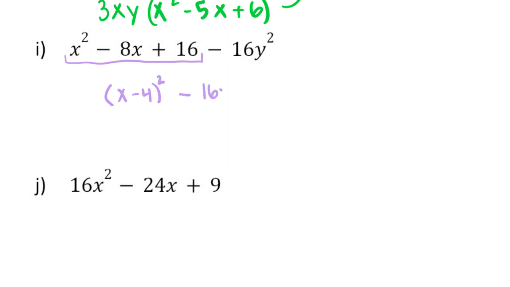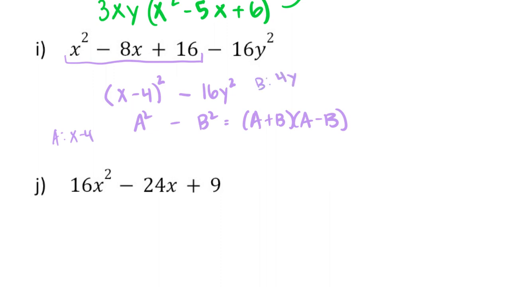So I've got this factoring. Now, what I have is the difference of the squares. So with the difference of the squares, my A is going to be x minus 4, and our B is going to be 4y. So we'll just put them right into the formula. x minus 4 plus 4y, x minus 4 minus 4y.